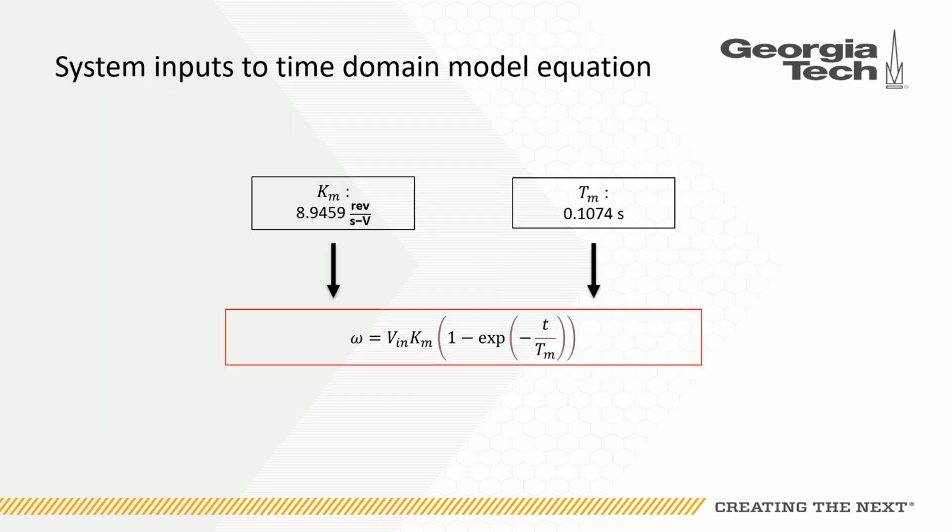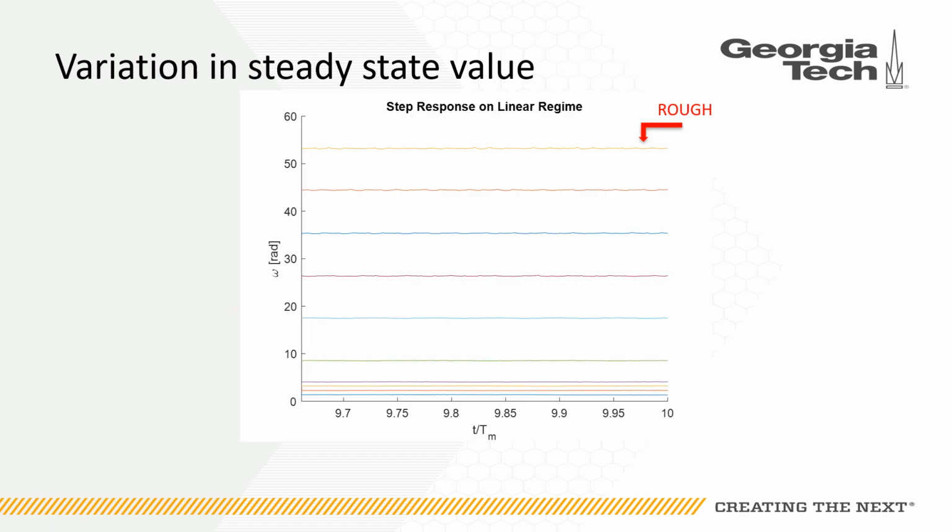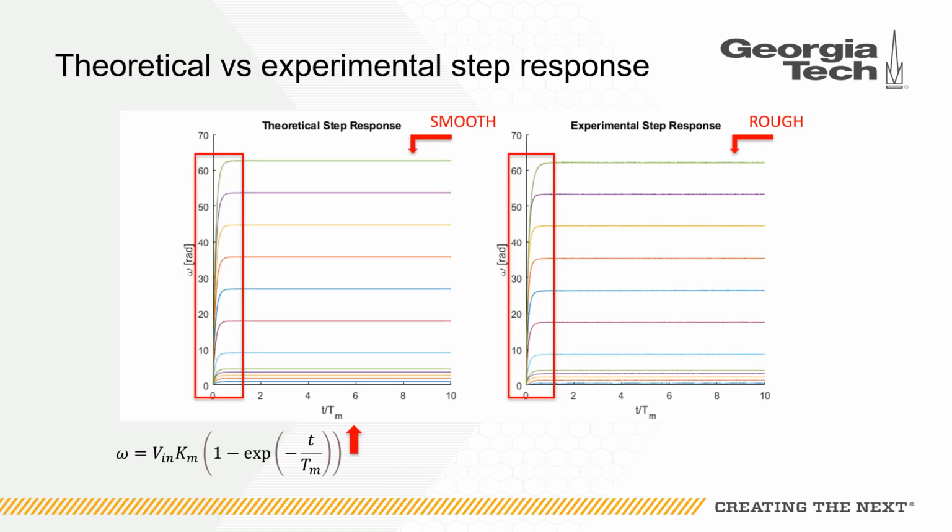Using the time domain analysis, the system response is determined by inputting the calculated Km and Tm values into the equation in the red box. When zooming in on the steady-state response, a slight variation in the angular velocity can be seen in the signals. These figures show the differences between the theoretical and experimental step response plots.